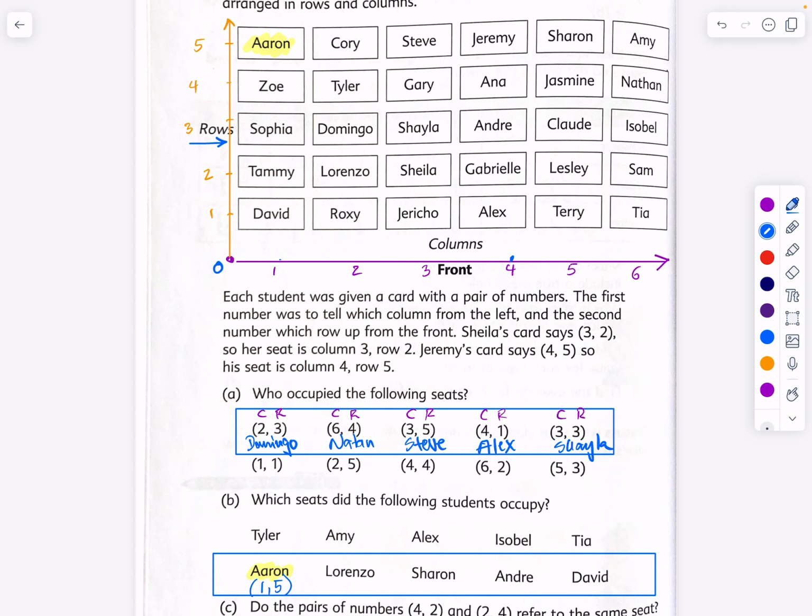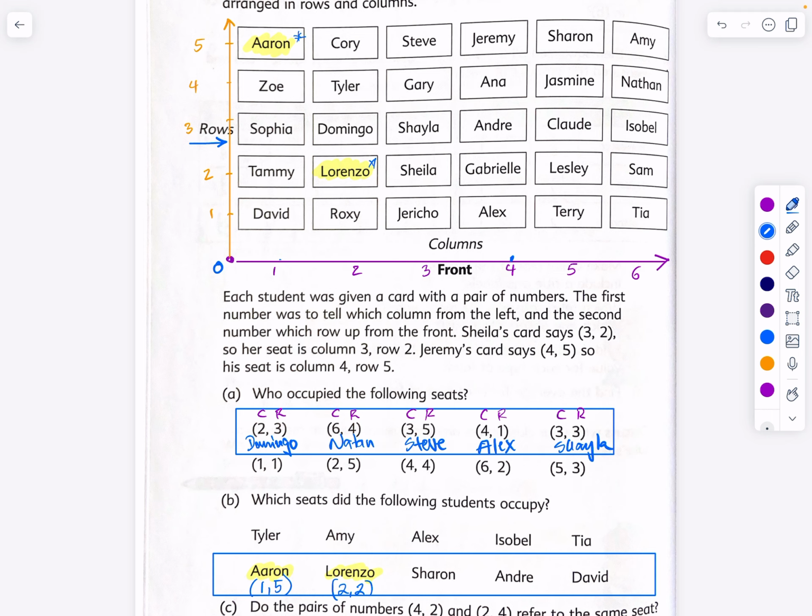Lorenzo, where is Lorenzo? Why don't I see Lorenzo? Where is Lorenzo? I found Lorenzo. Here he is. It took me a while because I always search from the top. So where is Lorenzo's seat? Well, he's in the 2nd row and in the 2nd column, and we go up 2 rows. So he's in 2, 2.